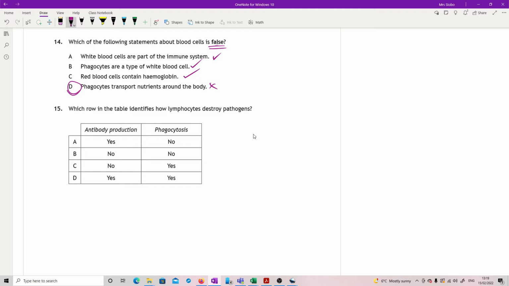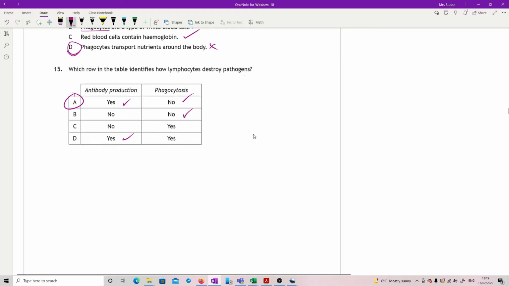Which row in the table identifies how lymphocytes destroy pathogens? Okay, so lymphocytes are your other type of white blood cell that's part of the immune system. You've already got phagocytes mentioned up here, but now we're going to lymphocytes. Lymphocytes make antibodies, and the phagocytes do phagocytosis, so the lymphocytes do not. So it's A. Again, definitely a wee niche bit of knowledge in that one that you needed to know for 15.